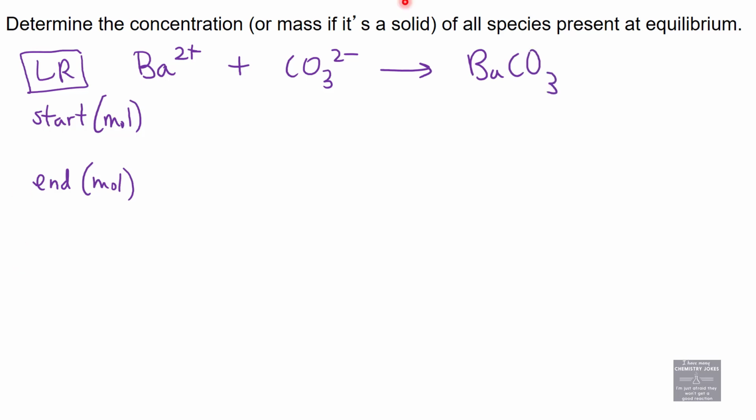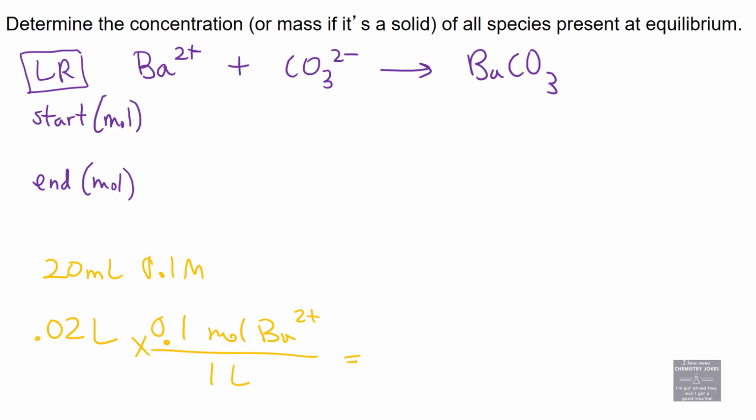And we talked about in one of the recent videos that this is considered a limiting reactant when it's forward and forward only. There's enough stuff to come together to make some precipitate. So we put mole numbers in here. Our moles of barium would be 20 milliliters and 0.1 molar. Using that information, 0.02 liters times 0.1 moles of barium per liter gives me 0.002 moles of barium present.